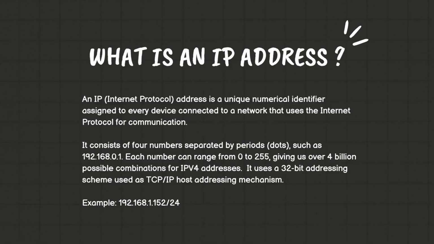It uses a 32-bit addressing scheme that uses the TCP/IP host addressing scheme. An example like we have here is 192.168.1.152/24. So in layman's terms, you can think of an IP address as a unique identifier for devices connected to a computer network. Just like you have a mailing address nearby your house, not your actual house. I'll tell you in the next module why we are not considering an IP address as our home's address.